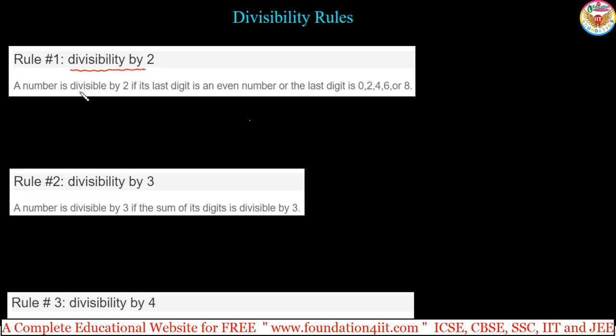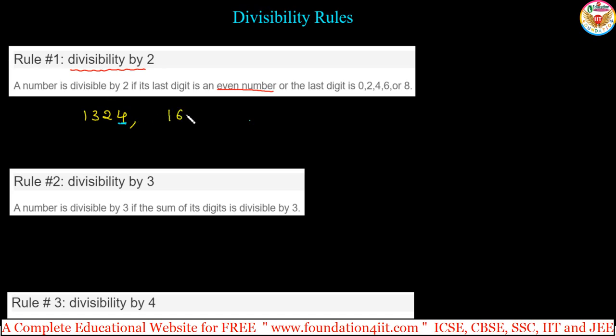As we discussed previously, a number is divisible by 2 if its last digit is an even number. Even digits are 0, 2, 4, 6, 8. The last digit must be 0, 2, 4, 6 or 8, then the number is divisible by 2. Now let's take 1324. This is exactly divisible by 2, because the units place is an even digit.